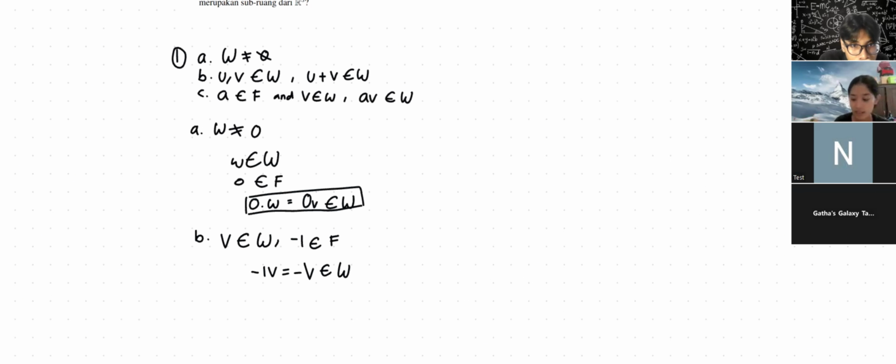Now, what exactly does this mean? Let's talk about this in detail. For each scalar in the field, let's say we have a, and each vector v in V, av should be a vector in V. This means the multiplication takes one element from the field and one element from the vector space, resulting in a vector that comes back to the vector space.